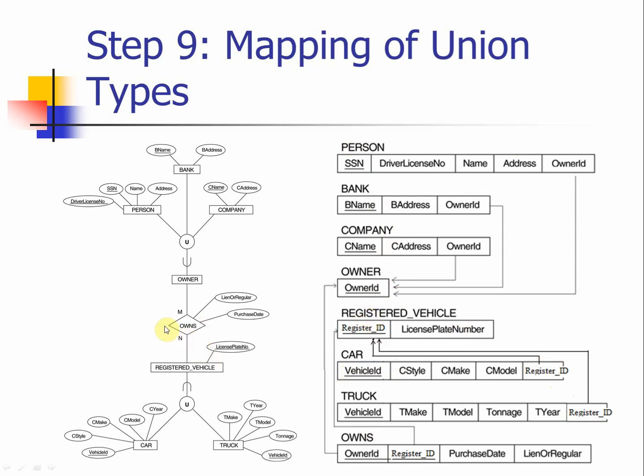Finally, since I have an M to N relationship, remember this is step number 5. What we need to do is create an owns relation, link the primary key of the owner and the primary key of the registered vehicle, which are owner ID and register ID. Link foreign keys back to those, and the primary key of owns is a combination of the two. Since there are two local attributes or attributes to relationships, we include those over here. So this is the full conversion of what we see in this example. That includes 2 union operations plus 1 M to N relationship.